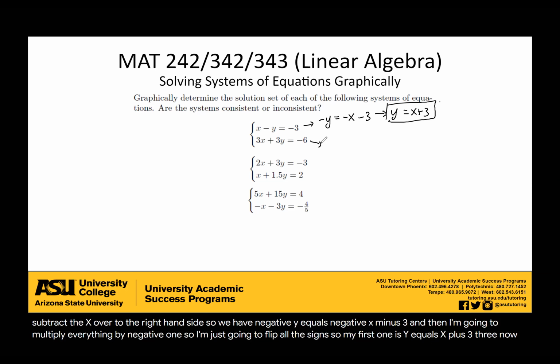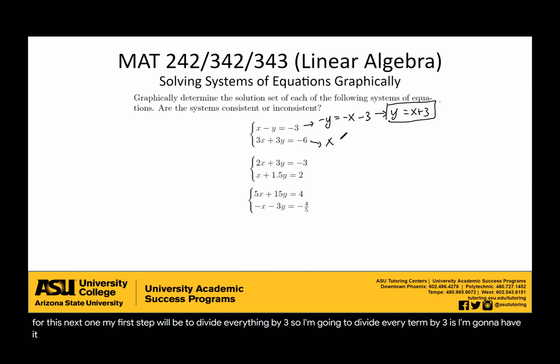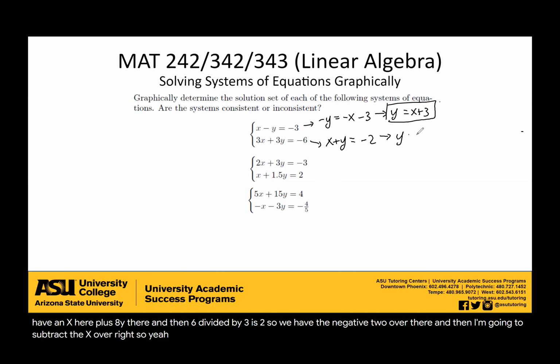Now for this next one, my first step will be to divide everything by 3. So I'm going to divide every term by 3. So I'm just going to have an x here, plus a y there. And then 6 divided by 3 is 2, so we have the negative 2 over there. And then I'm going to subtract the x over, right? So I get y equals negative x minus 2.